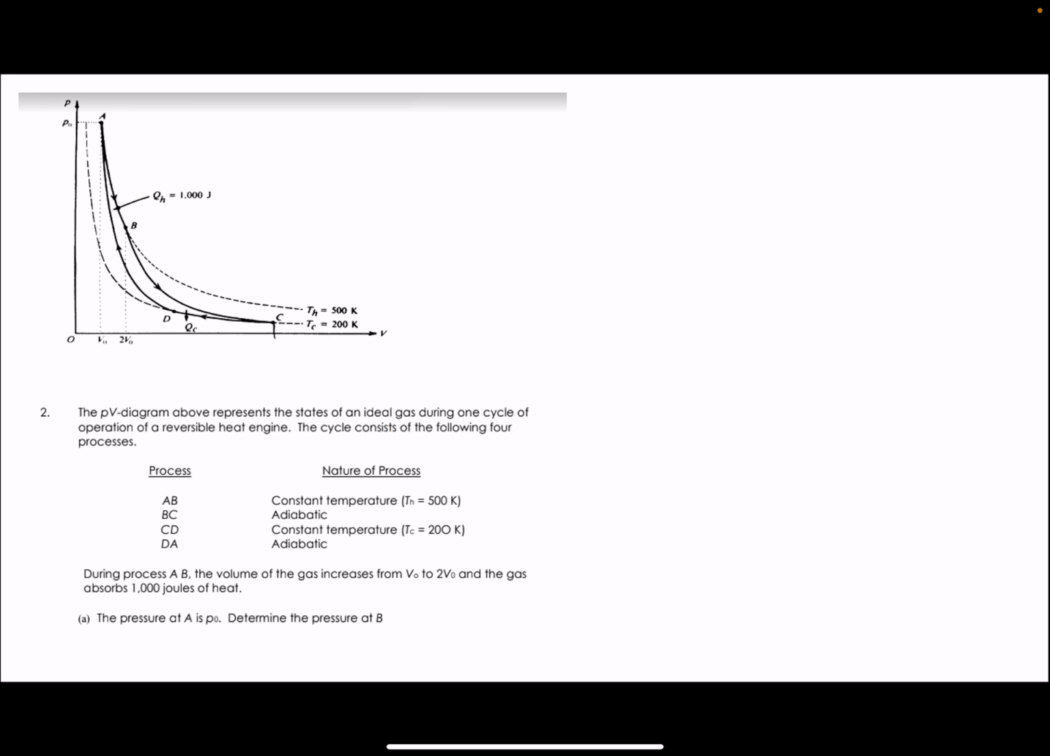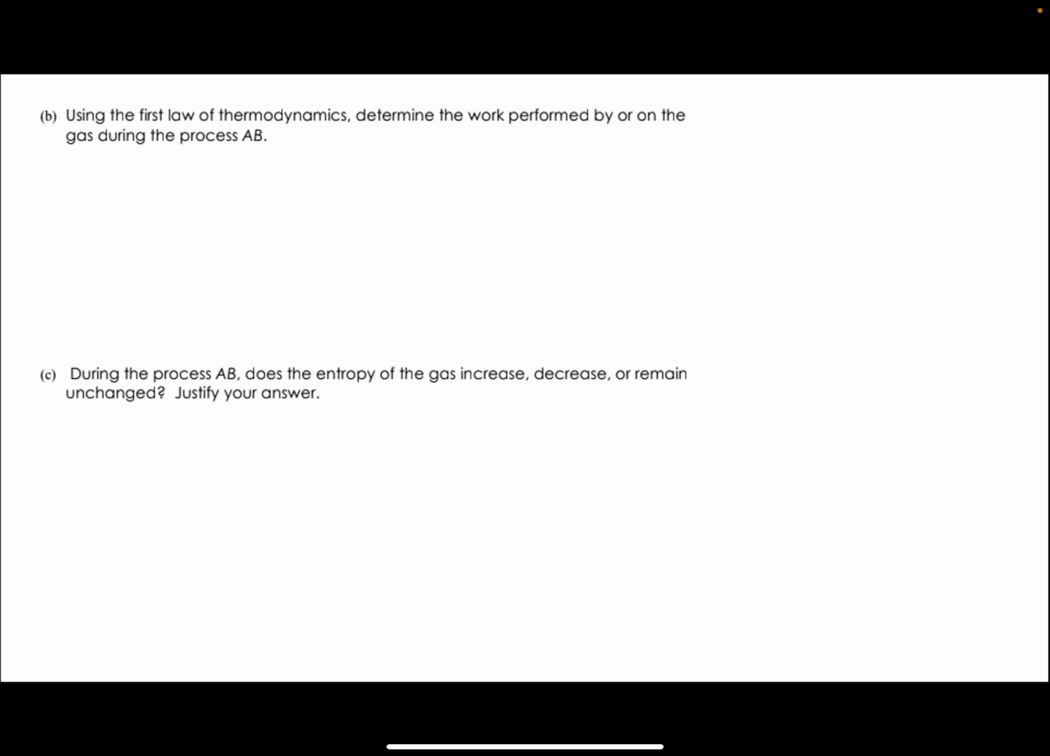Okay. So this one, it's going to be a little bit trickier, but we're still going to be able to do it. Although we're not going to do most of the problems here. I think we're just going to do A, maybe B. We'll see.